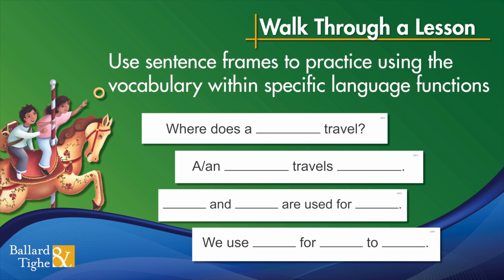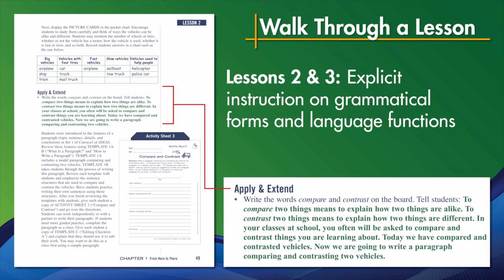Once students have been introduced to the target vocabulary, use the sentence frames from Frames for Fluency to promote oral language rehearsal using the vocabulary. We will learn more about how Frames for Fluency works with Carousel in Section 5. Lessons 2 and 3 typically provide explicit instruction on the grammatical forms and language functions for that chapter. For example, in this lesson, after sufficient modeling and practice, students are comparing and contrasting different vehicles.